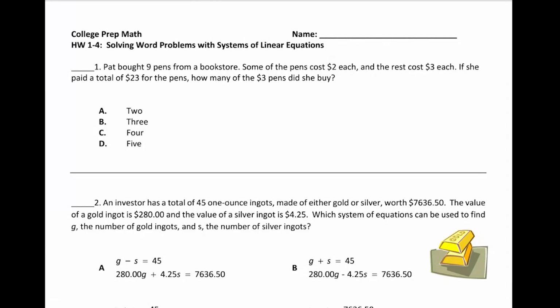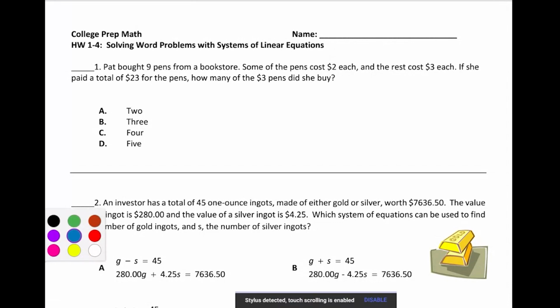Number 1 says, Pat bought 9 pens from a bookstore. Some of the pens cost $2 each and the rest cost $3. If she paid a total of $23 for the pens, how many of the $3 pens did she buy? So if she bought a total of 9 pens from the bookstore, some of them cost $2 and some of them cost $3, let's construct a variable for each unknown here.